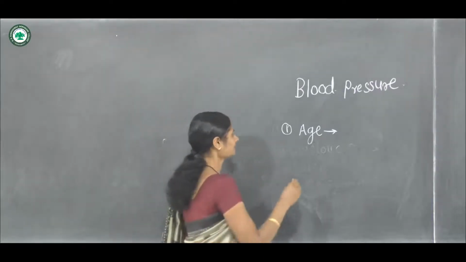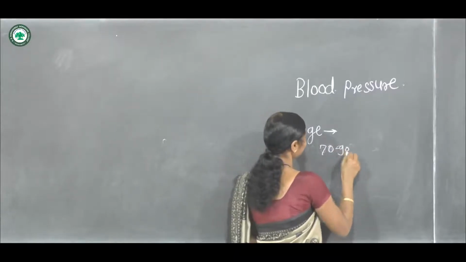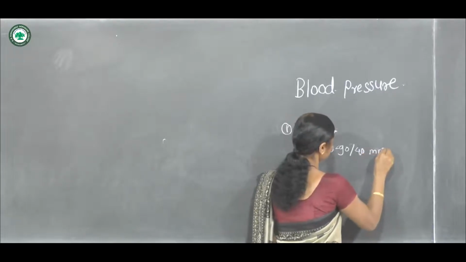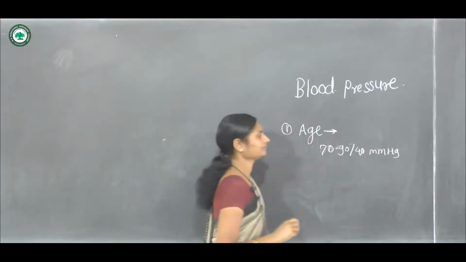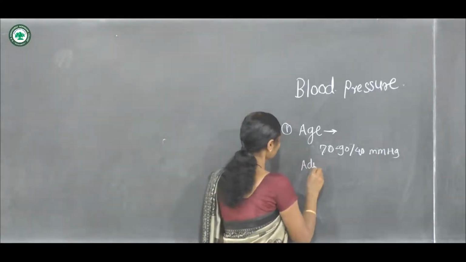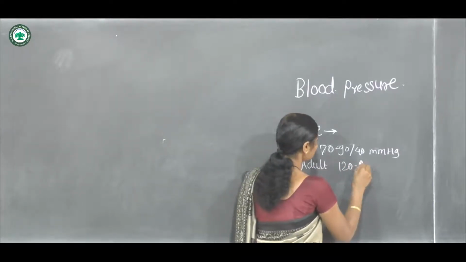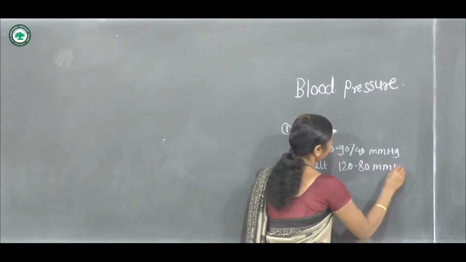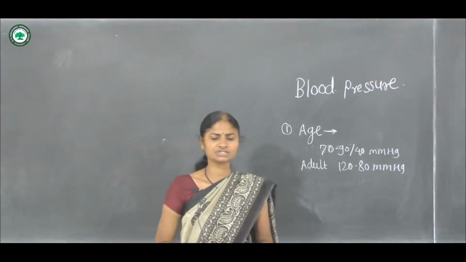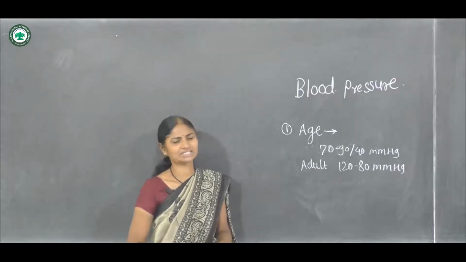At birth, blood pressure is about 70 to 90 over 40 mmHg. In the adult condition, normal blood pressure ranges around 120 to 80 mmHg, and during older age systolic pressure rises with decreasing elasticity.